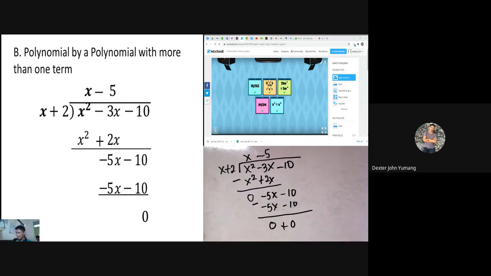Class, don't worry. This lesson is not part of the grade 7 mathematics. It is part of your grade 8. I just introduced this one for you to be able to have a background when you reach grade 8. Para pagdating ng grade 8, sabihin nyo lang sa teacher, naturo man yan sa amin. Alam ko yan, nakalimutan ko lang. Ganun lang, class.